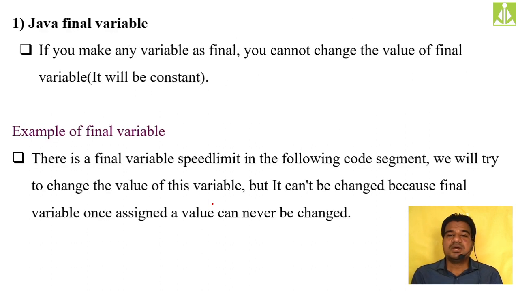Okay, so now we are discussing the first concept under this final keyword, that is final variable. If you make any variable as final, you cannot change the value of the final variable. Okay, it will be like a constant. The value of a final variable will become like a constant value. It cannot be modified, it cannot be changed, it cannot be updated. You can manipulate, you can access, but you can't change.